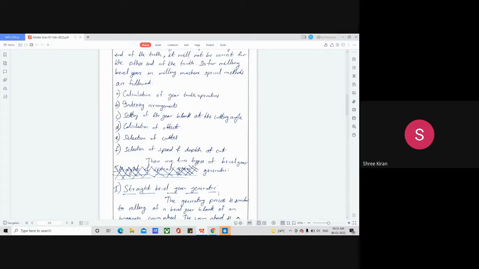Calculation of offset and cutting the gear. The tooth space of a bevel gear has a variable cross section, so the taper in the tooth space cannot be cut in a single cut. To get the tapered cross section, the following procedure is adopted.